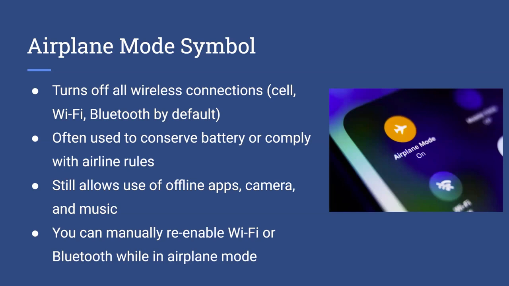It's often used to conserve battery. Sometimes if you turn all your wireless connections off, that means your phone is doing fewer background processes, so you can save battery. That's another use for turning on airplane mode, or just to comply with airline rules.